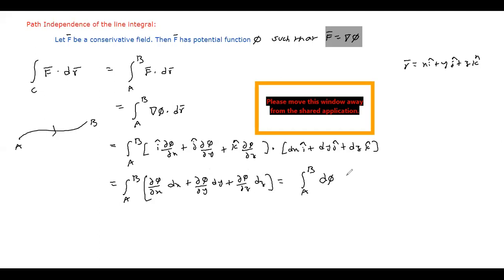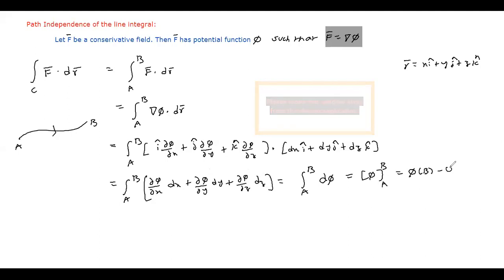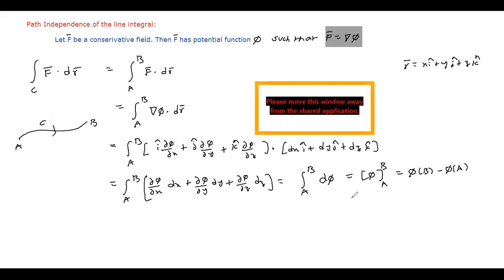Okay, now what is the integral of a derivative? The integral of a derivative is phi with the limits from A to B. So what is the answer? Phi of B minus phi of A. Did we use anywhere the equation of C in this derivation? We did not use it anywhere. So that means it depends only on the origin and destination. It is only depending on the initial point and the end point. It is not depending upon the path joining A and B.